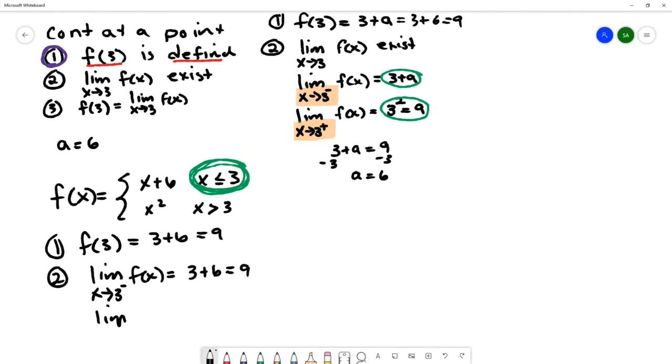The limit as x approaches 3 from above. This time we use the second equation. Above 3 is greater than 3. That's 3 squared, which is 9.